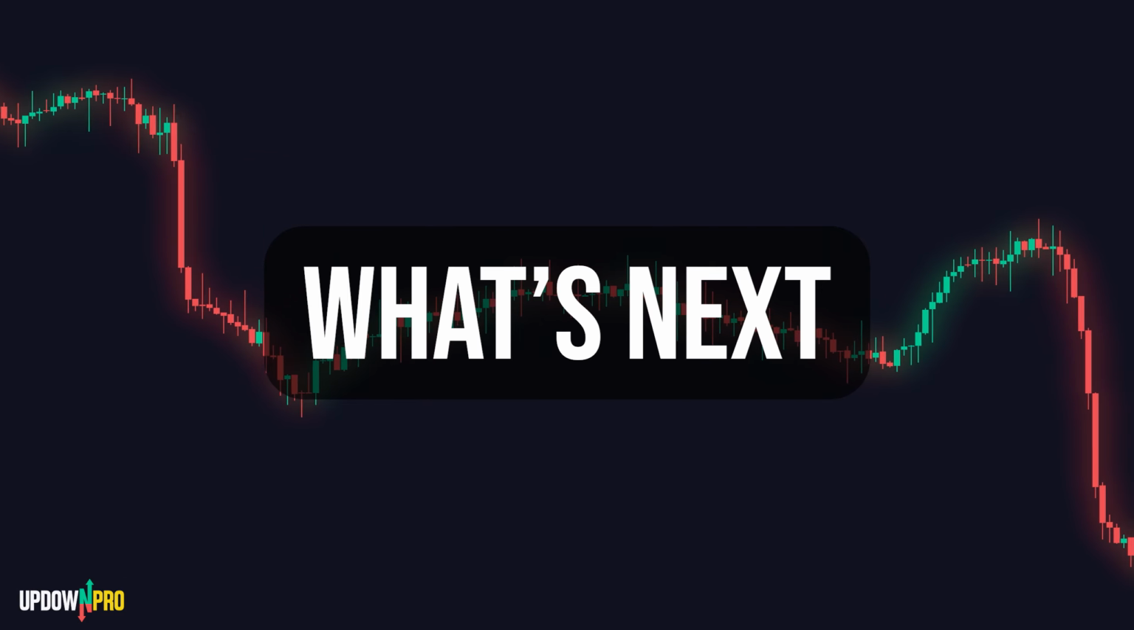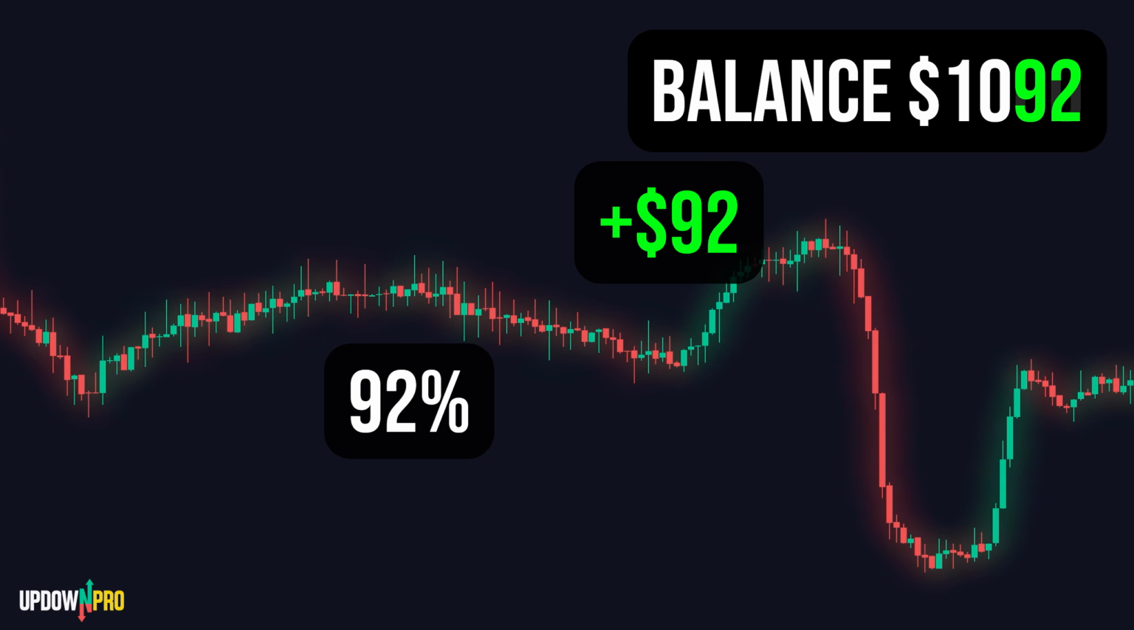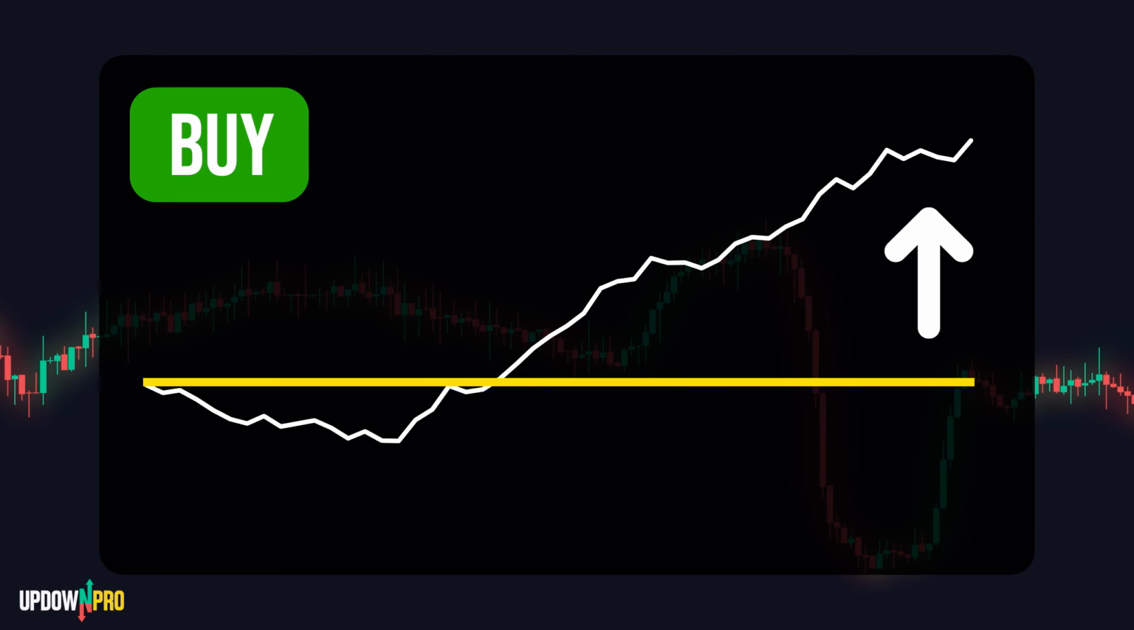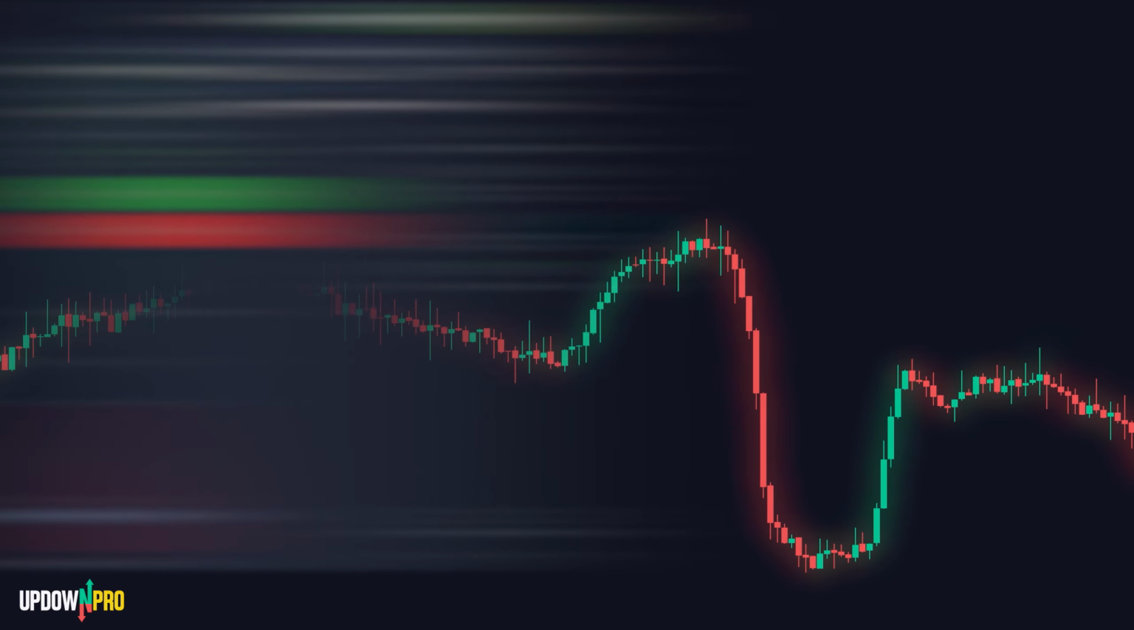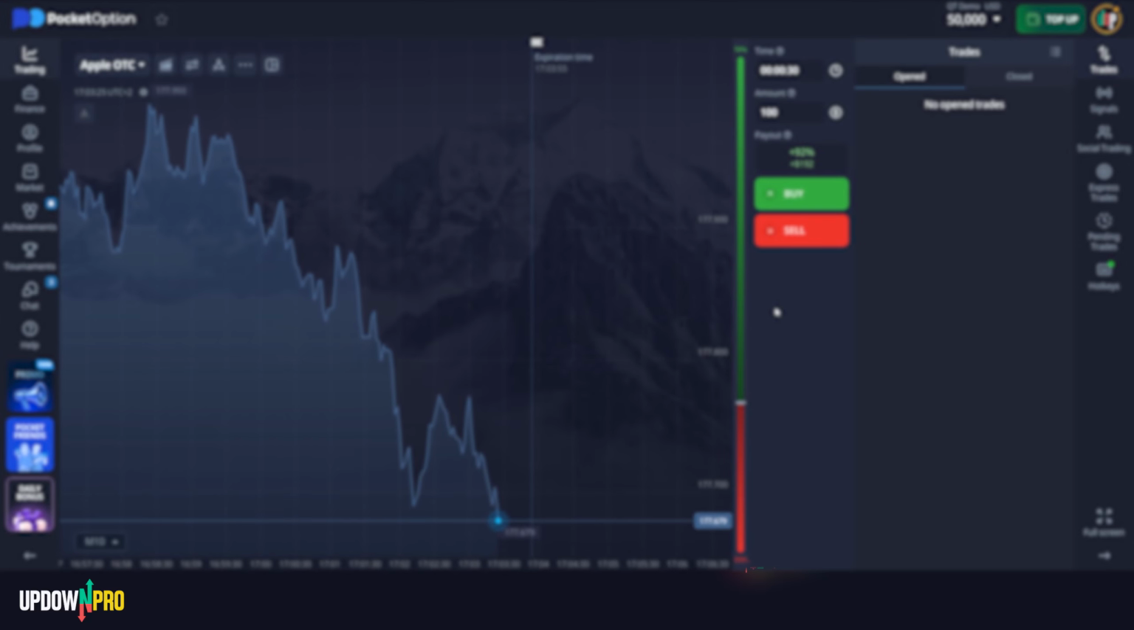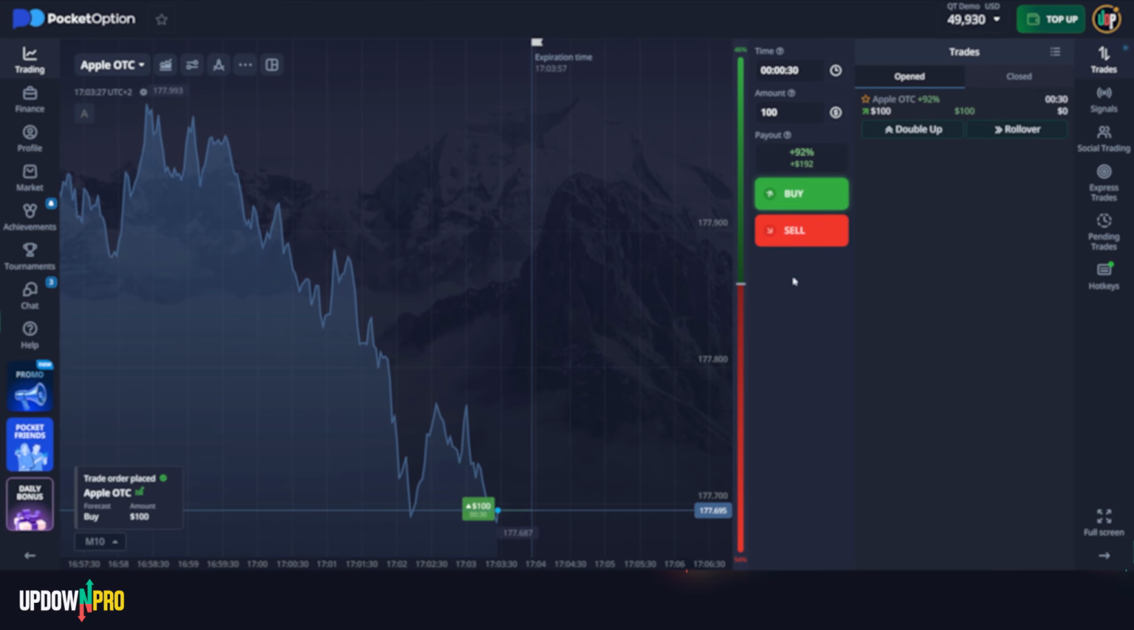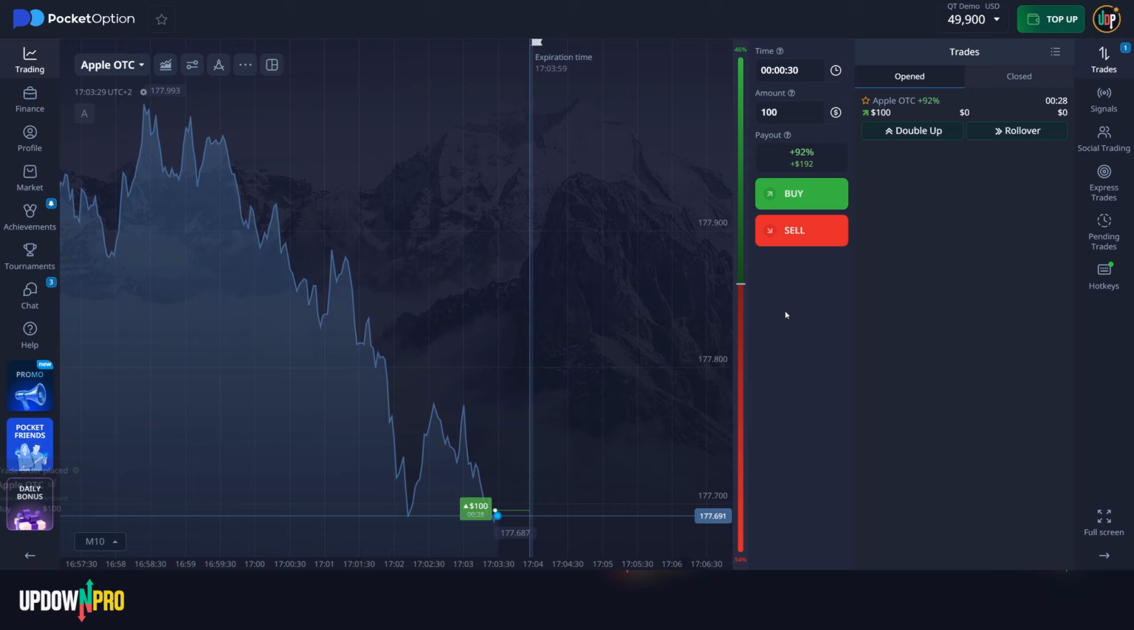Now you know how binary options work, what the buy and sell buttons do, how expiration works, how payouts are calculated, and how the result of a trade is determined. In the next video, we'll explore the PocketOption interface step by step and place your very first demo trade together.